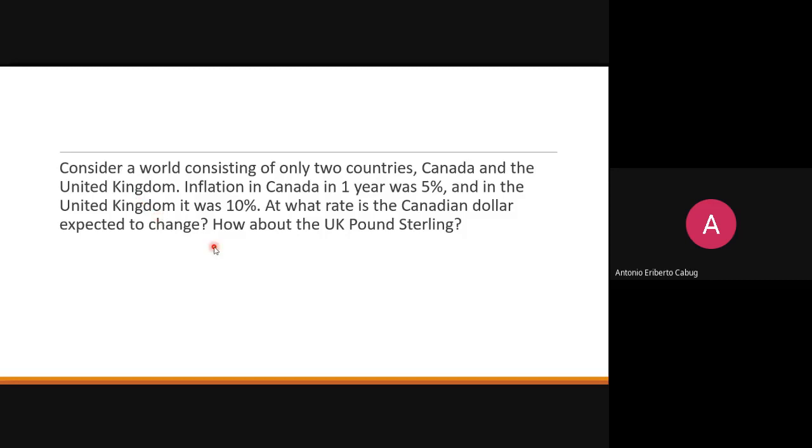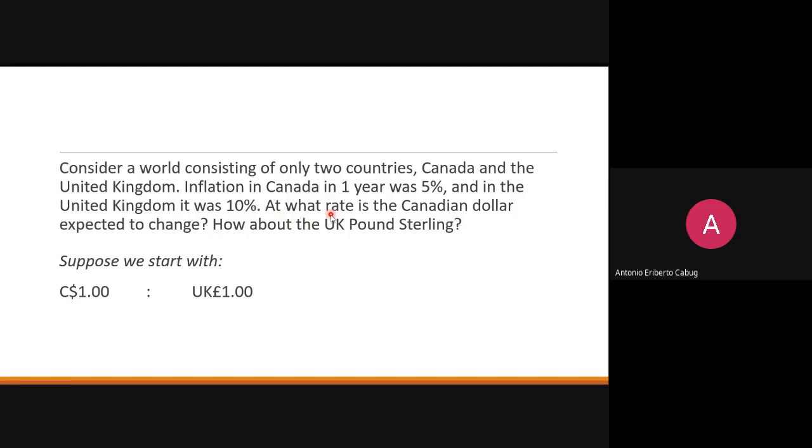Now, to simplify the analysis, I'm going to assume the following. 1 Canadian dollar is equal to 1 UK pound. We will start with this exchange rate. Example lang 'to ha. Example lang.